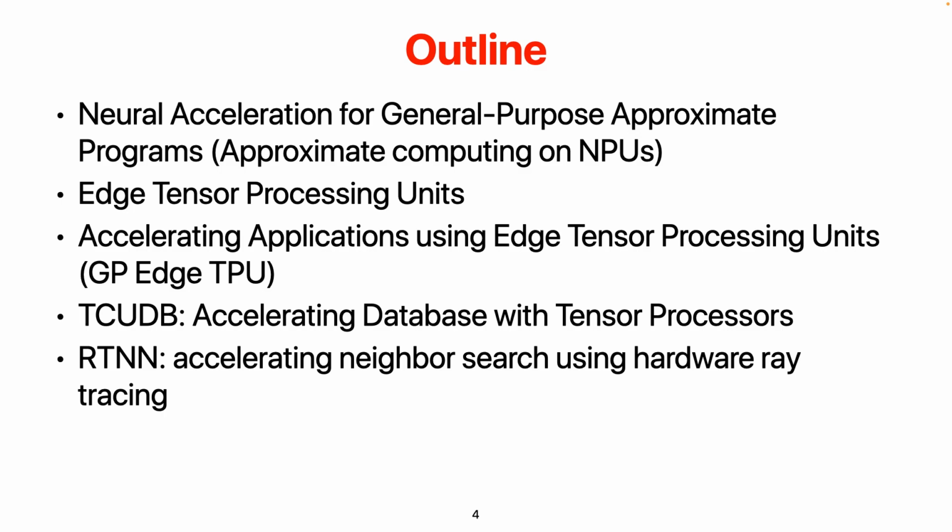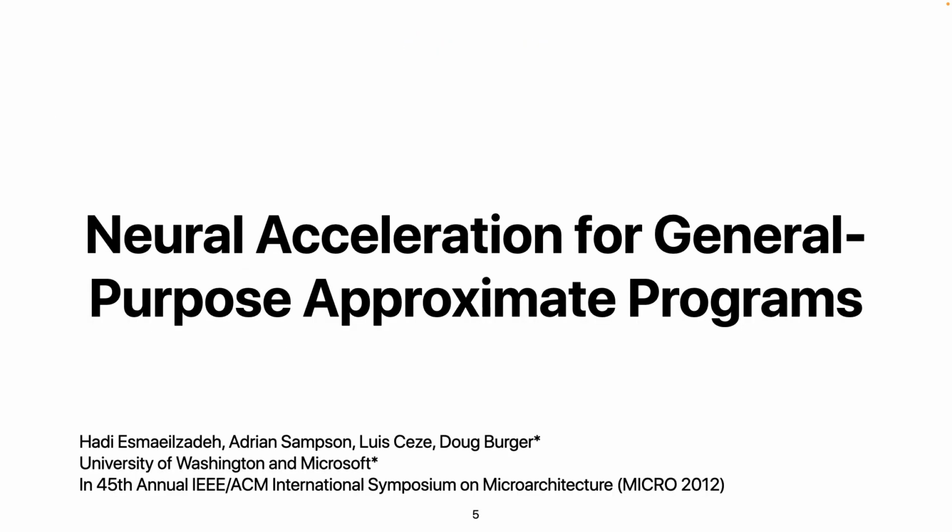And then I'm going to talk a little bit about Edge Tensor Processing Units, which is the accelerator that is provided for this class, as well as some of my research projects that rely on it. And then we talk about TCUDB, a research project that one of my students did, and also RTNN, another interesting paper that tried to use ray tracing cores for accelerating nearest neighbor search. So those are the topics that we are going to cover today. And let's continue the discussion on this neural acceleration for general purpose approximate programs.